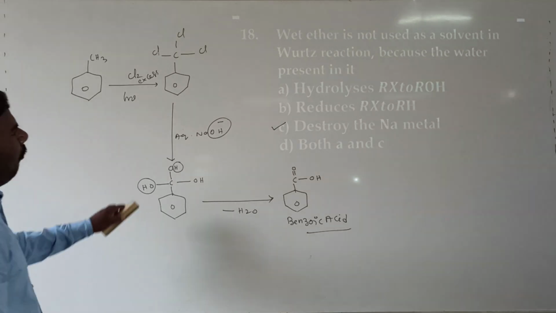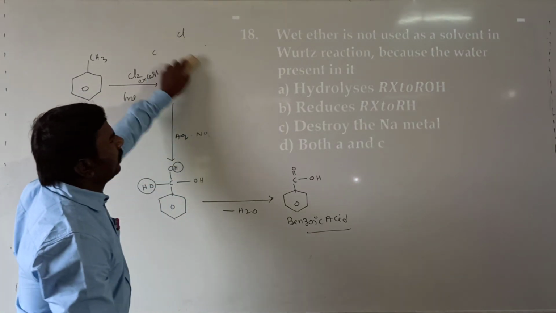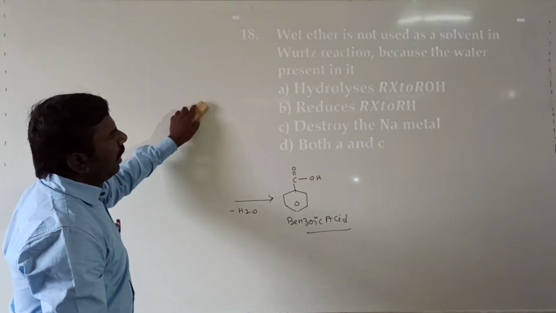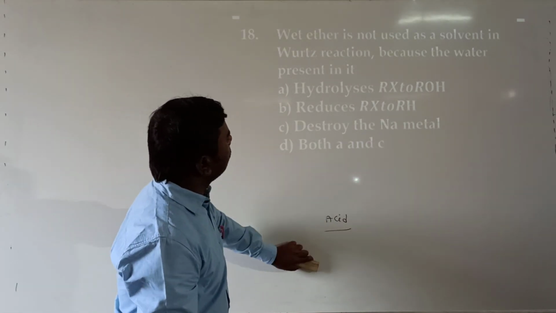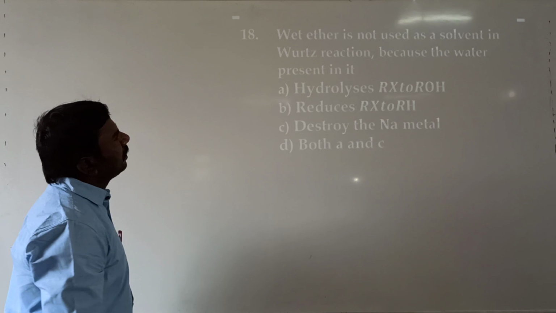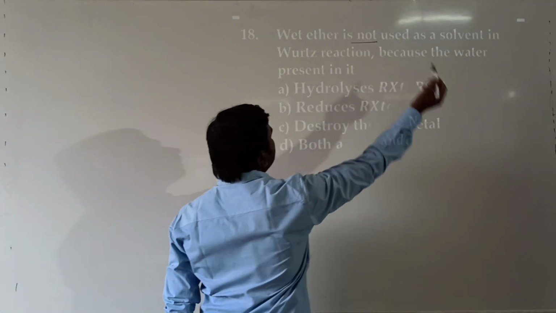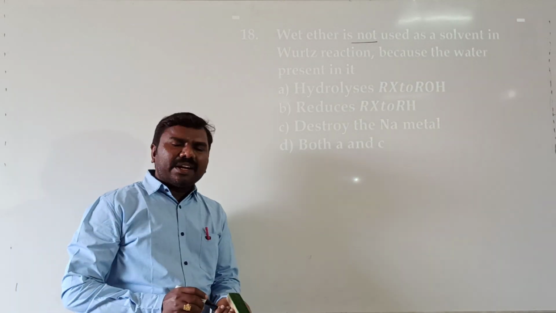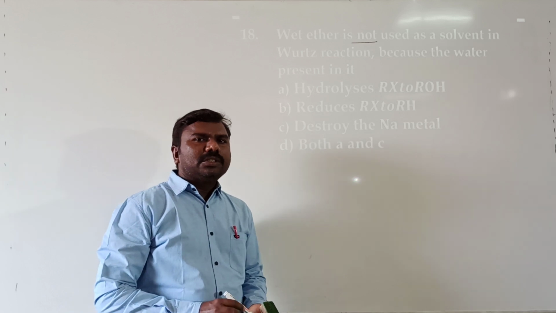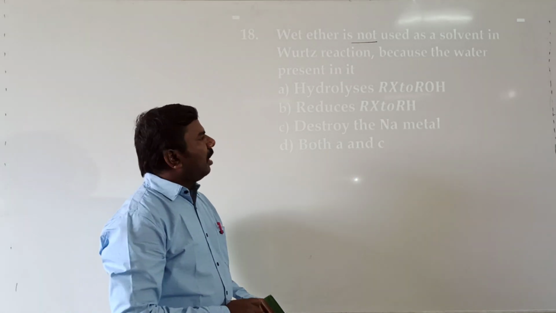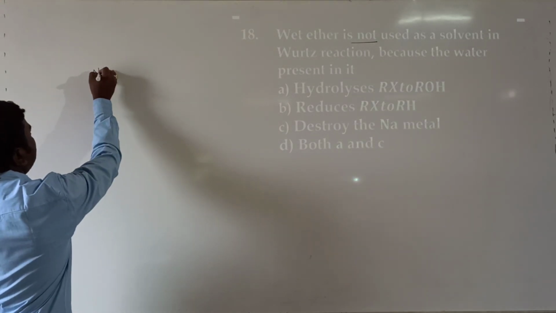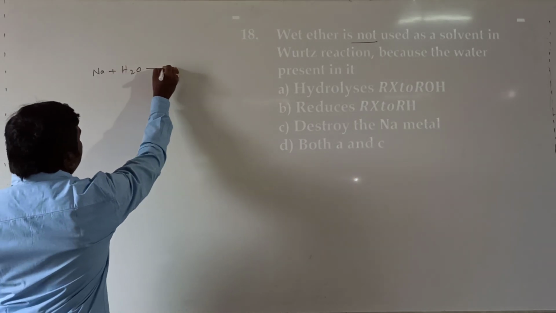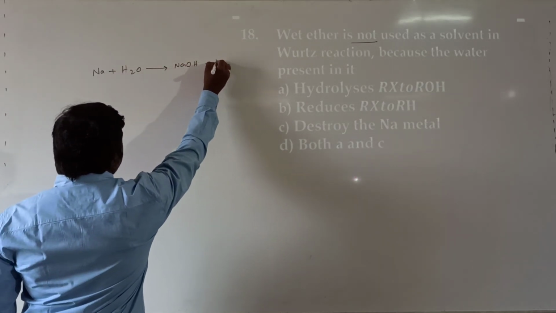Next, wet ether is used as a solvent in which reaction? Wurtz reaction. Wet ether is not used because of the water present in it; we actually use dry ether for the Wurtz reaction. So why not wet ether? That is the question they are asking. Sodium metal is there. If you use wet ether, water content is available, so you get NaOH plus H2.